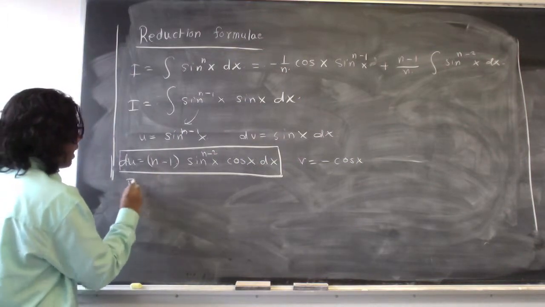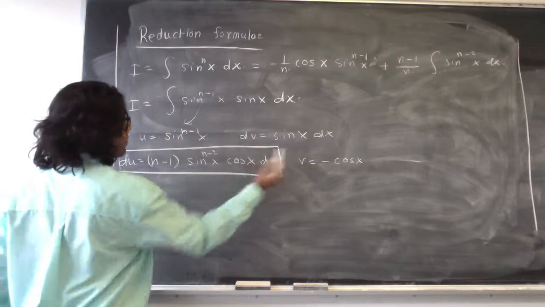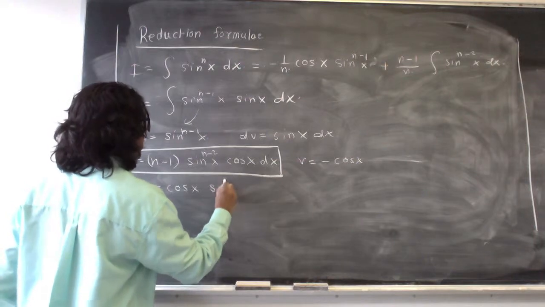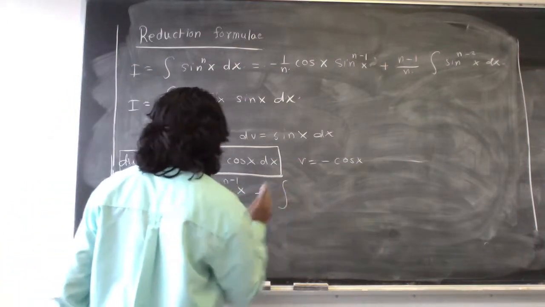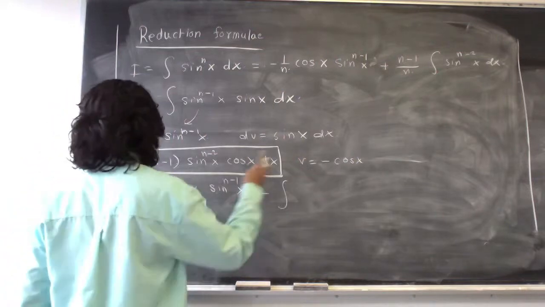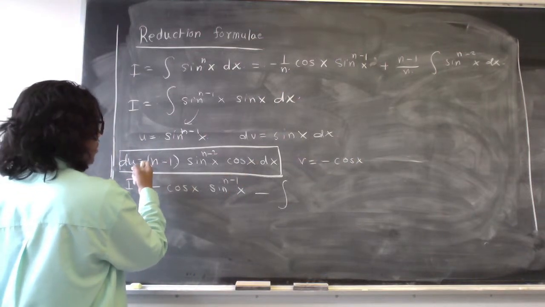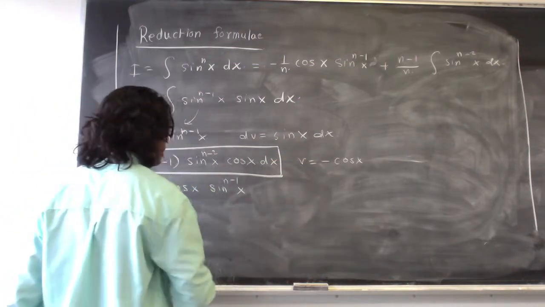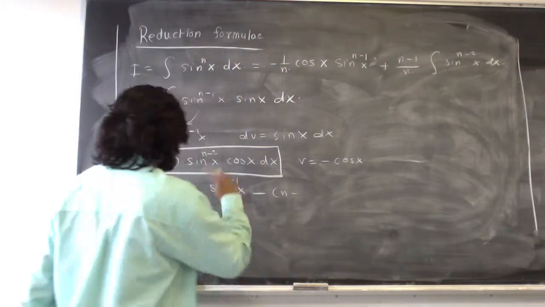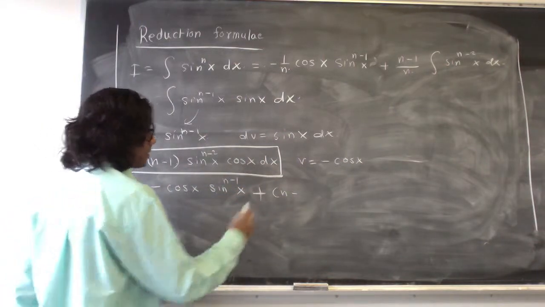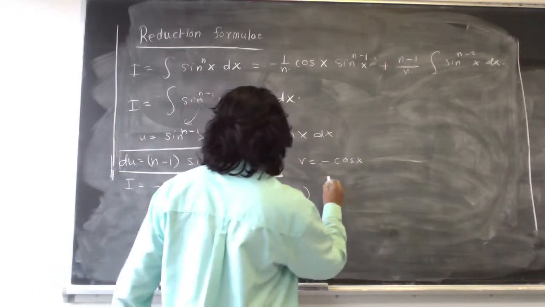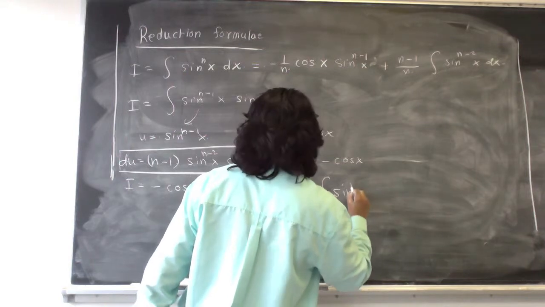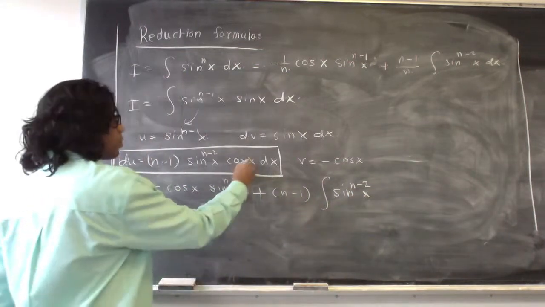So you get I as u times v, which is minus cosine of x sine to the power n minus 1 of x, minus the integral of v times du. There is already a constant here, n minus 1, and then there is a minus sign, so combining them, it will be plus n minus 1 times the integral of the product, which is sine to the power n minus 2 of x times cosine squared.